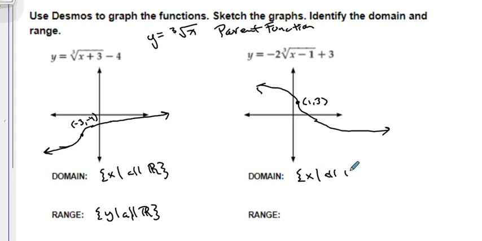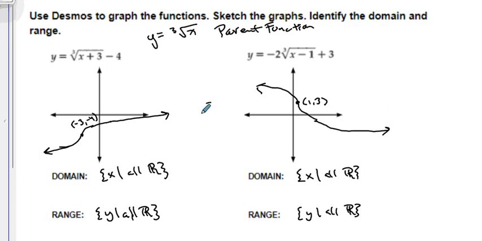Our domain and range are going to be the same as the previous one, because these cubic functions are all inclusive and don't shut anybody out, unlike the square root functions, which are kind of fussy. So hope this is helpful to you guys.